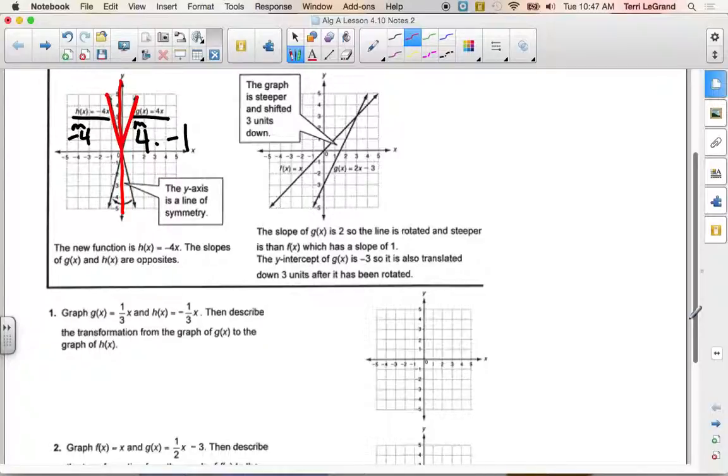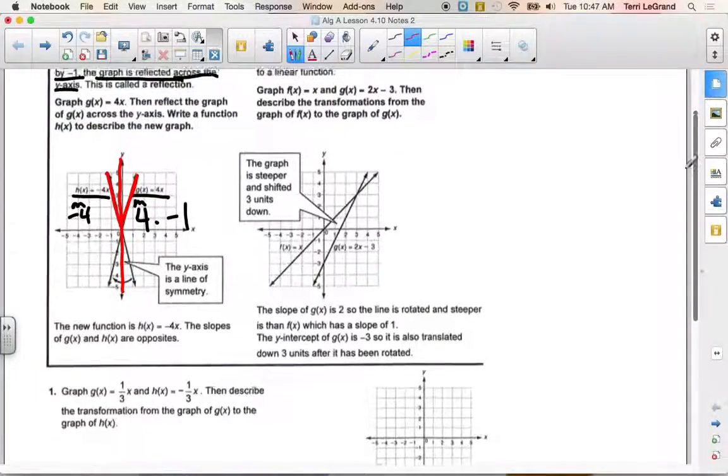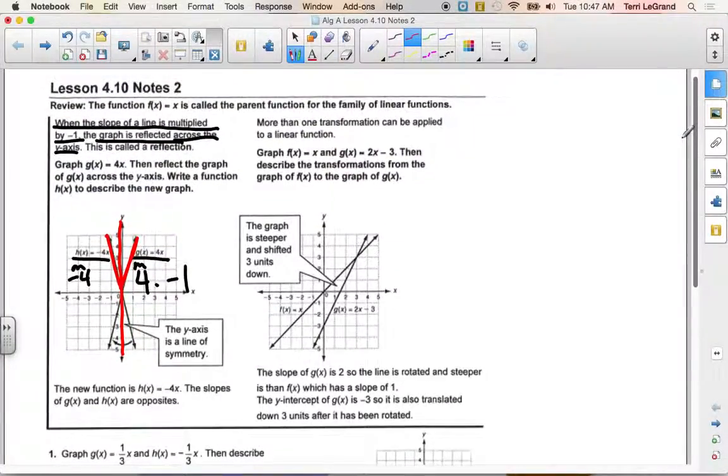Now let's look at what it says over here, because this is the other thing that's going to happen today. It says, more than one transformation can be applied to a linear function. More than one. How many do we know now? 3. What are they again? Yesterday: translation, rotation, and now today we're adding reflection. So we have 3 different types of transformations that can happen.